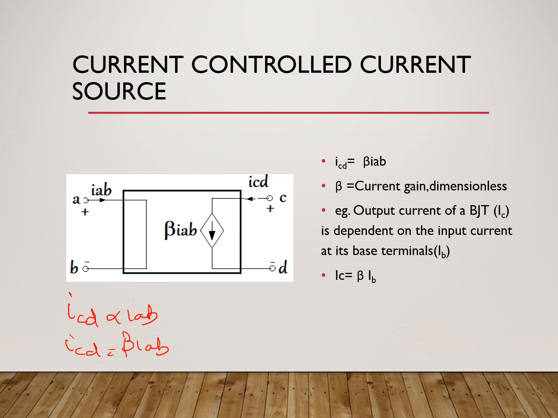An example of this is a BJT. A BJT is a bipolar junction transistor which has the output current as the collector current, which depends upon the input current, which is the base current. So IC can be written as beta into IB. So similar to the FET, which was a voltage controlled current source, the BJT is a current controlled current source. So these are examples of what are called dependent sources.